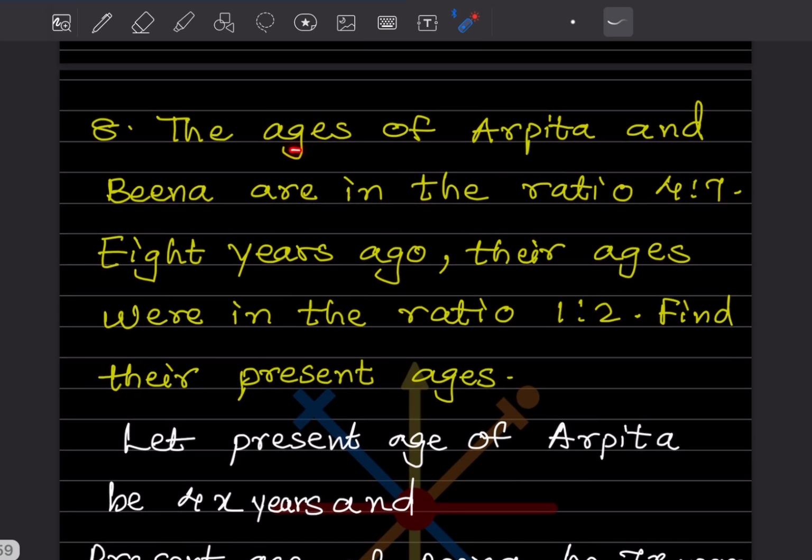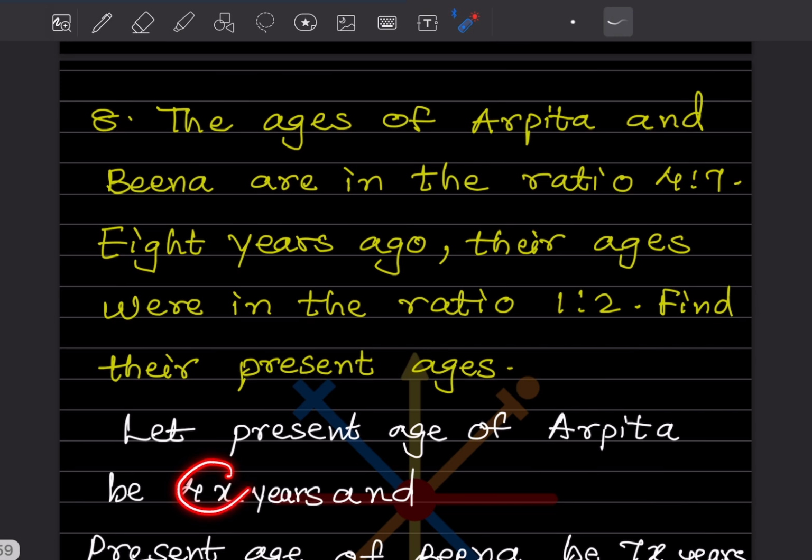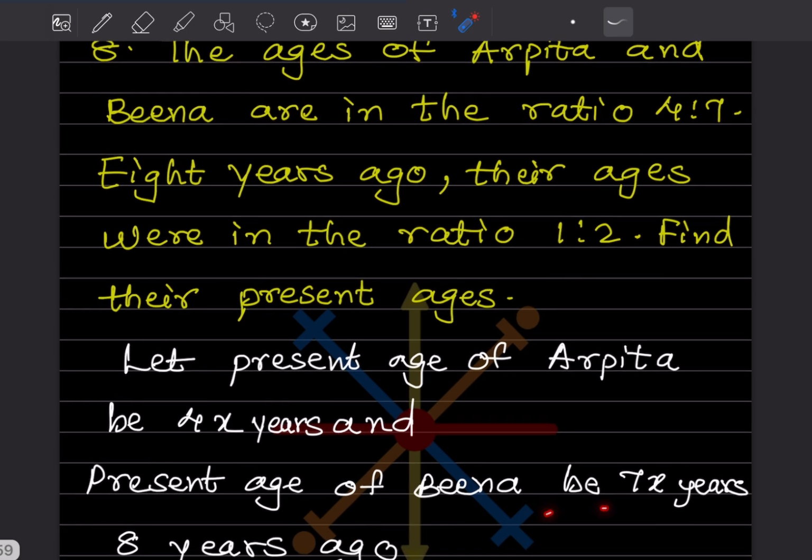Now here the ages of Arpita and Beena are in the ratio 4:7. 8 years ago, the ages were in the ratio 1:2. So you have to find the present ages. Let us see. Let the present age of Arpita be, since the ratio is given as 4:7, 4x for Arpita, and the present age of Beena be 7x.